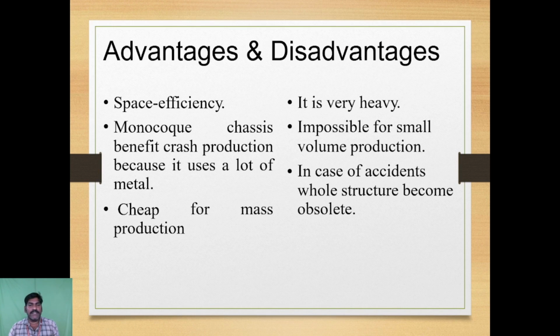Advantages and disadvantages. First one, space efficiency. Second, monocoque chassis benefit cross production because it uses a lot of metal. Third one, cheap for mass production. Disadvantages: it is very heavy. Second one, impossible for small volume production. Third one, in case of accident, the whole structure becomes obsolete.